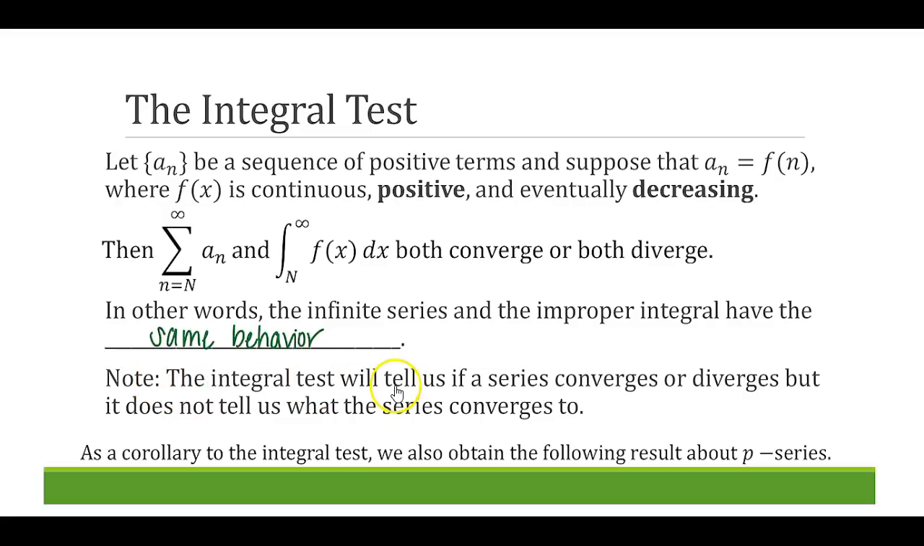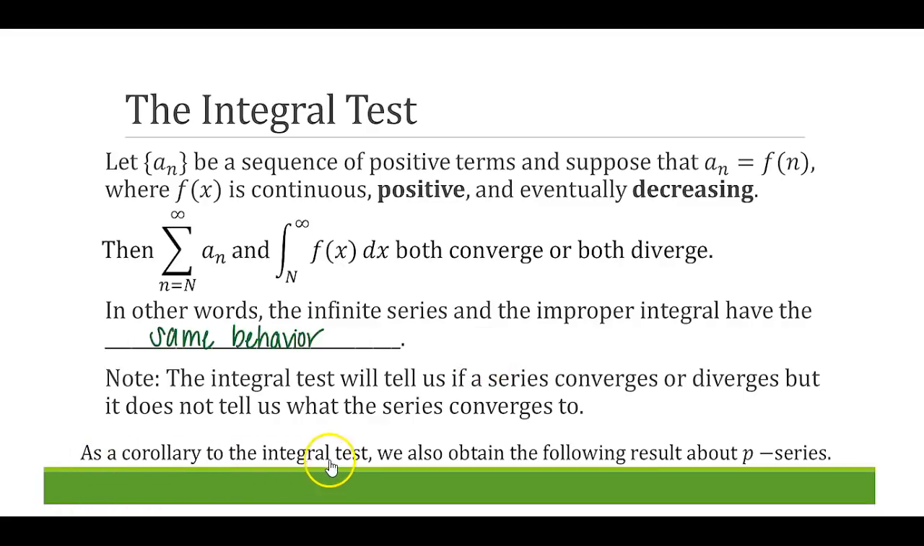Note, the integral test will tell us if a series converges or diverges, but it does not tell us what the series converges to. So basically, if we are trying to determine whether an infinite series converges or diverges, as long as that general term as a function of x is continuous, positive, and eventually decreasing, then we can evaluate the improper integral of that function, and then the two different things, the series and the integral, have the same behavior. They either both converge or they both diverge.